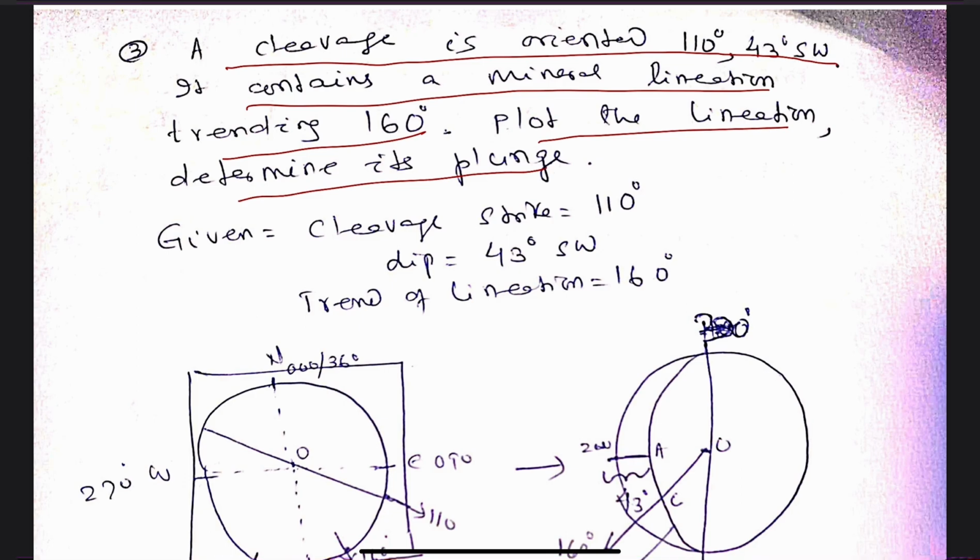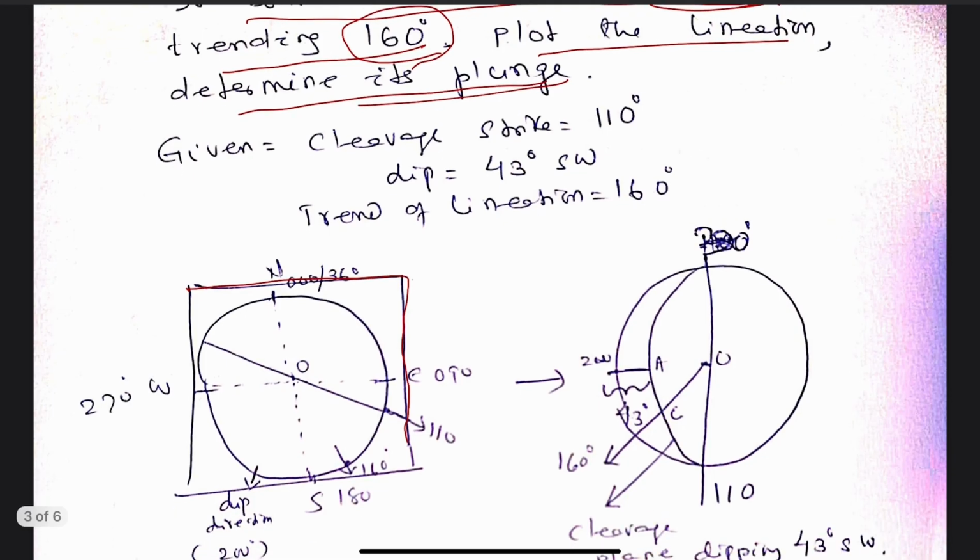So here we have been given a cleavage plane with its strike and dip direction, and this plane is containing a linear feature tending 160 degree. We can plot this lineation and we can determine its plunge. So how we can go for it? Let us see. So first we have to place the overlay under the underlay.